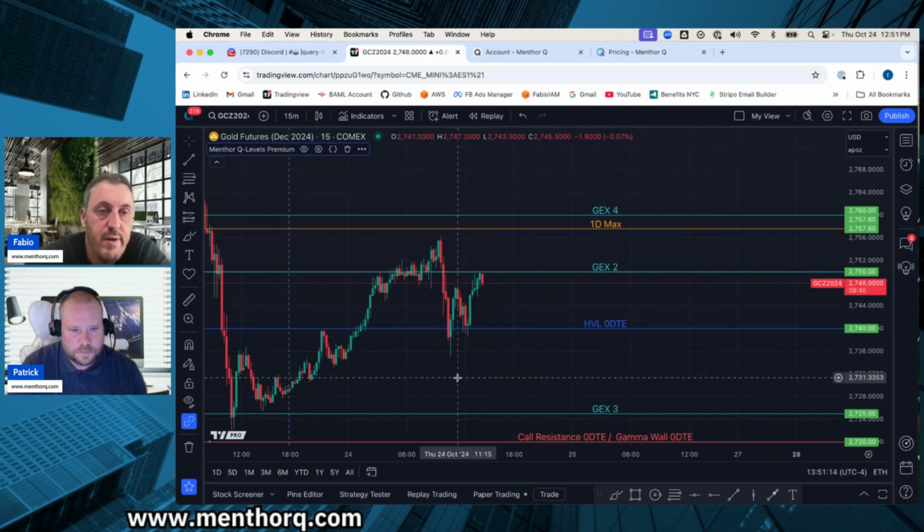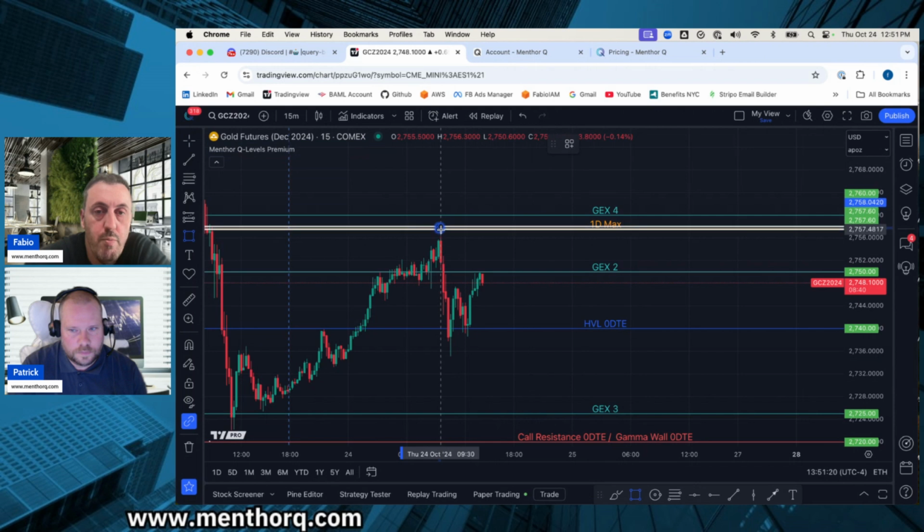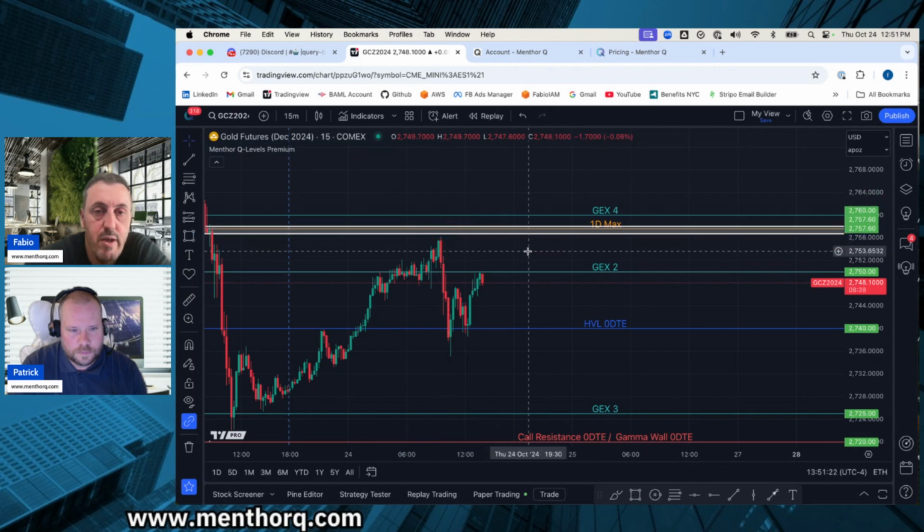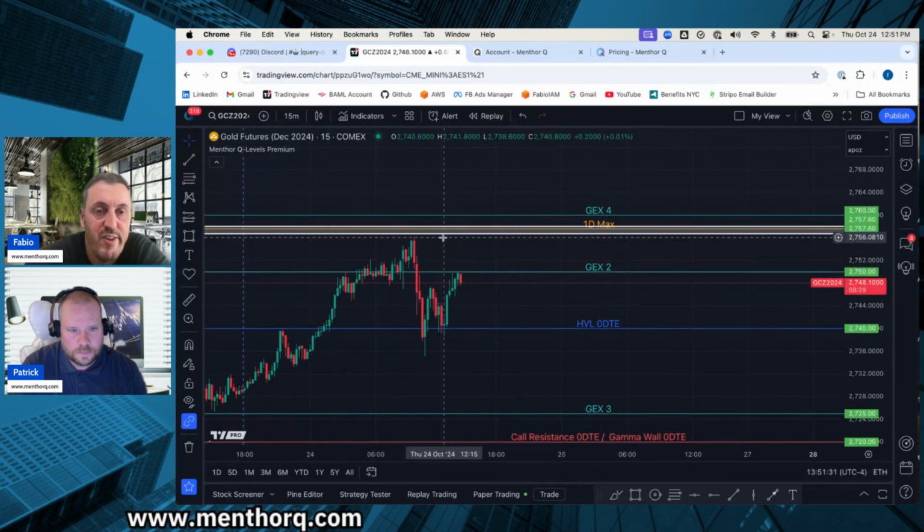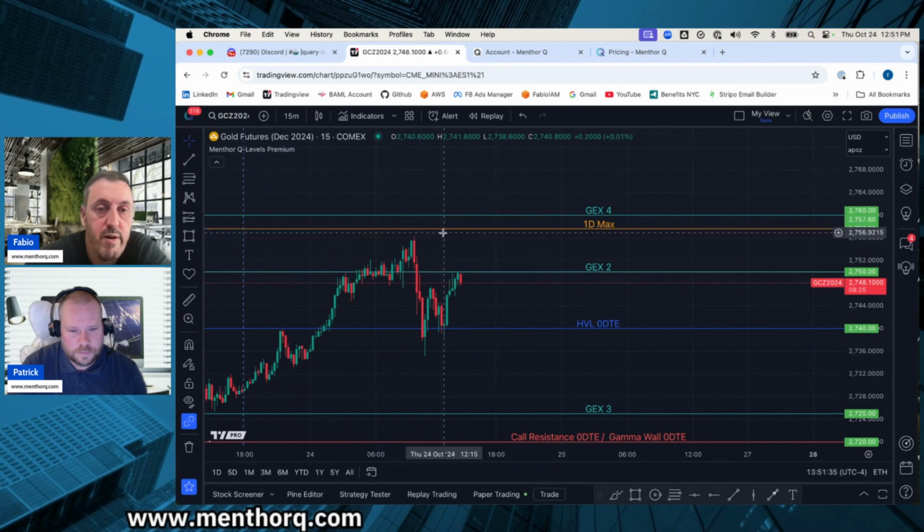Here we have gold. As you can see, gold almost approaches the one-day max, and then pulls back to the high vol level, and now it's in a ranging area right here. So always, as we said yesterday, look at it in zones. Here we were only a few ticks away from the one-day max.